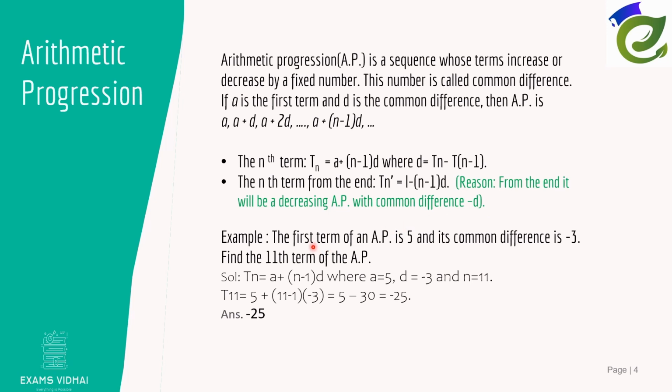Now let's take an example. The first term of an AP is 5 and its common difference is minus 3. Find the 11th term. Here we can use the nth term expression Tn is equal to A plus n minus 1 times D, where A is the first term which is given as 5 and the common difference is given as minus 3. Clearly it is a decreasing AP, so the 11th term should be less than the first term which is 5. Substituting in the formula, we get the answer, the 11th term as minus 25.